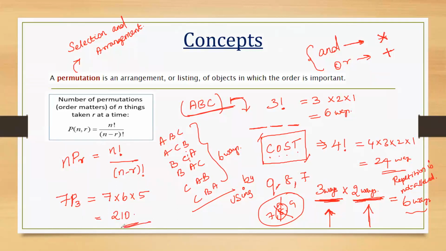So clear. 7P3. You can apply the formula using factorial, or else you can write like this. From 7, 3 numbers reverse. So 7, 6, 5 multiplied. r is 3. We are taking 3 items at a time. From 7, n is the number of items, and in that I need only 3. That's why we are taking only 3 terms. From 7, 3 terms reverse. 7 into 6 into 5. If you use the formula also, you will get the same value. To clear this page, 1 minute.